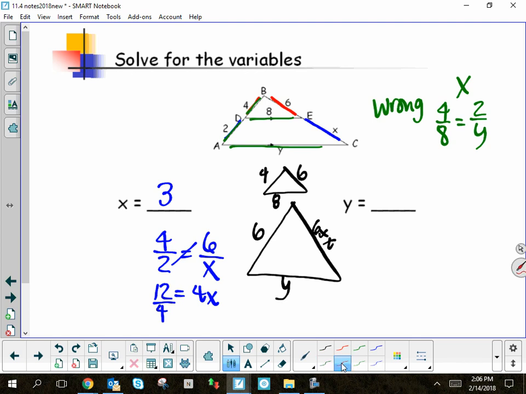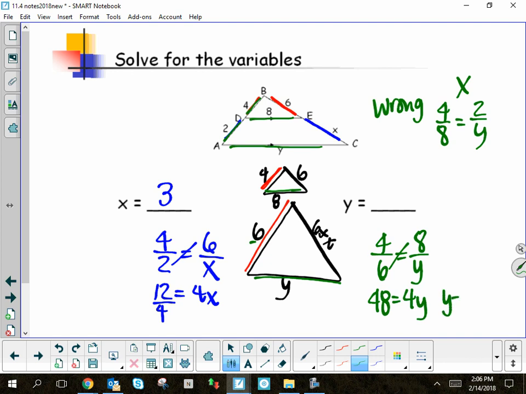So here's what you want to use. You want to use 4 is to 6. Earlier, we did it to 8. Okay? As, you could say, 8 is to y. So it's the 6 that we need to work with, not the 2. So 4 is to 6 as 8 is to y. Let's cross multiply. That's a 48. For y, y equals 12.